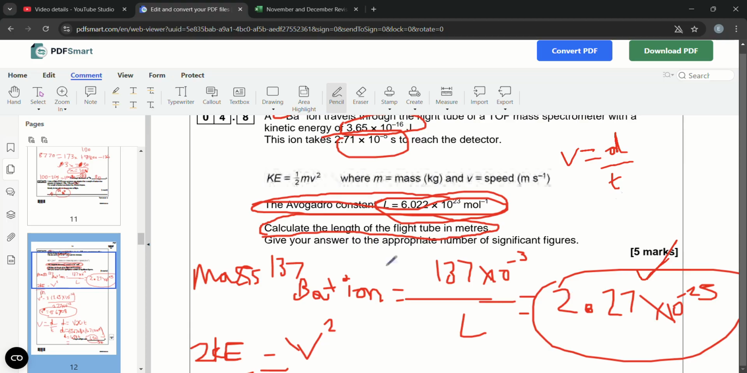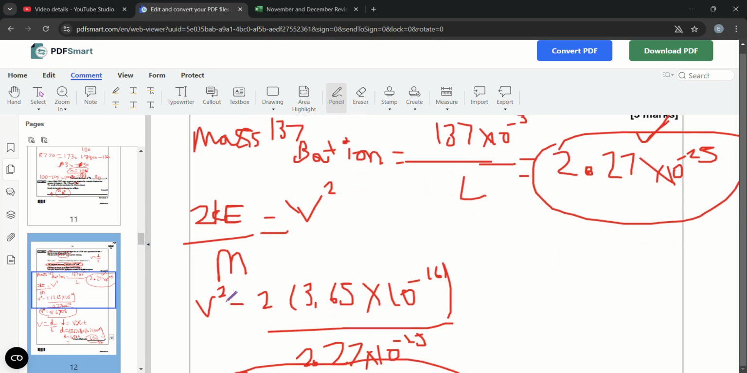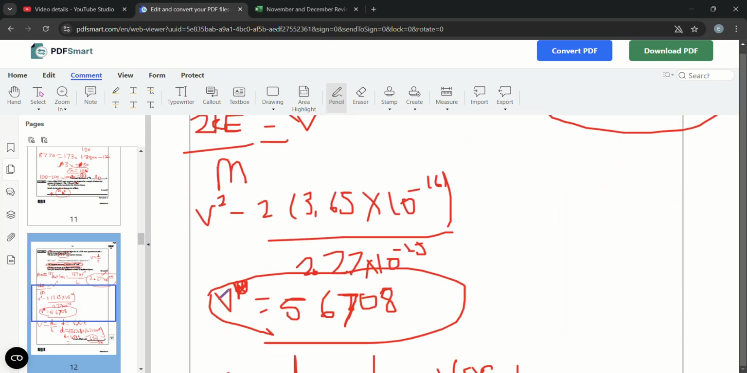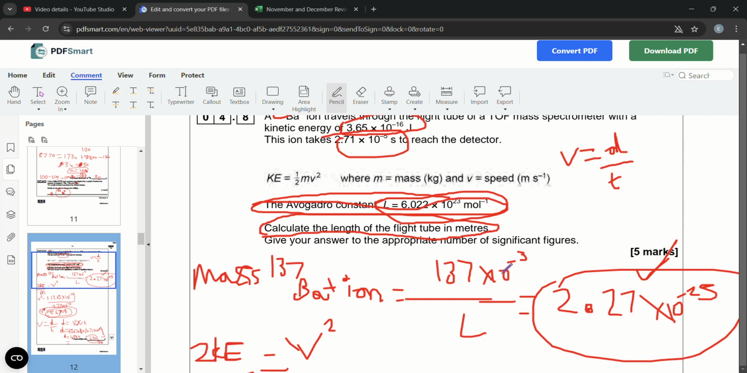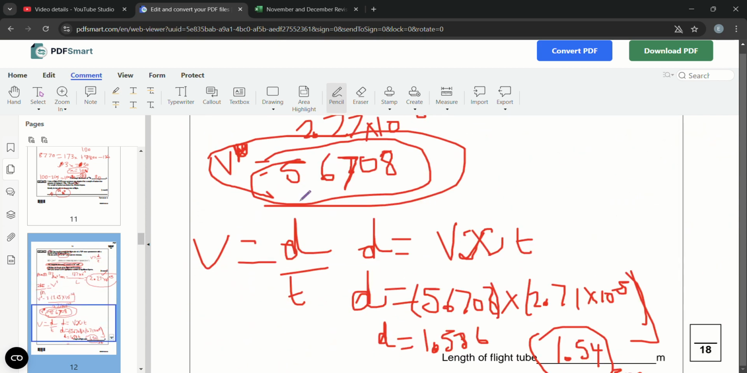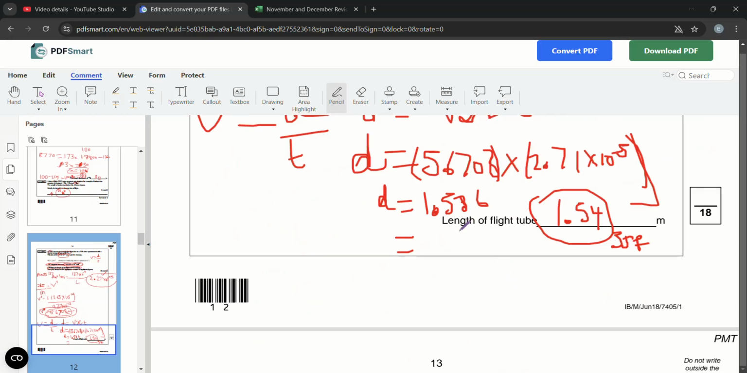Now we've got the mass, because remember, to find out the length, we need the velocity. So now we can find the velocity, rearrange it, so we get 2KE is equal to mv squared, and v squared is equal to 2KE over m. V is equal to the square root of that, which I already worked out as this. And now we can quite easily find the distance. The distance is equal to v times t. This 56708 times the time, 2.71 times 10 to the power minus 5, and you get 1.536, so 1.54 meters to 3 significant figures.